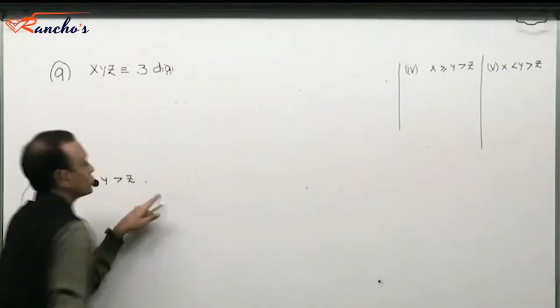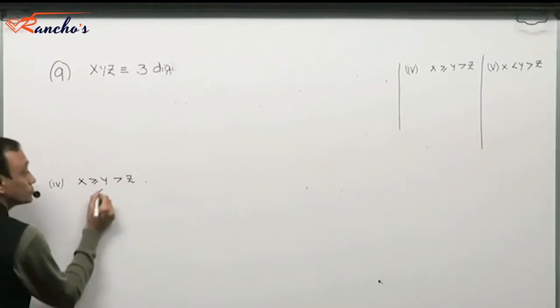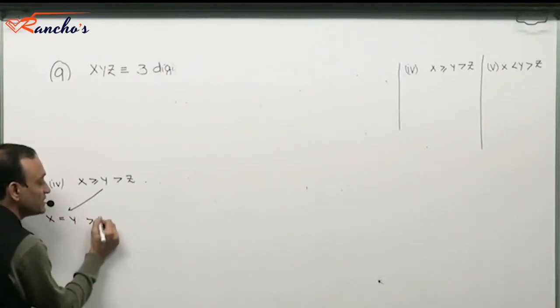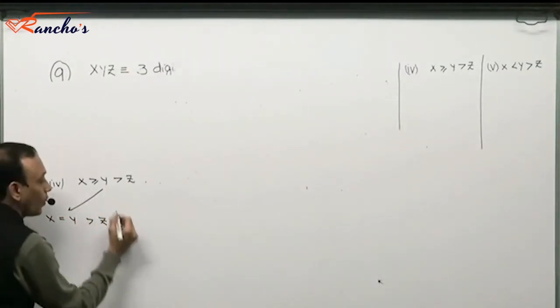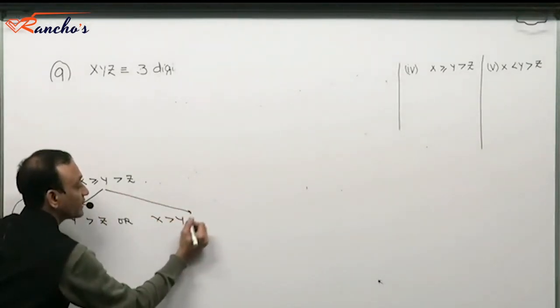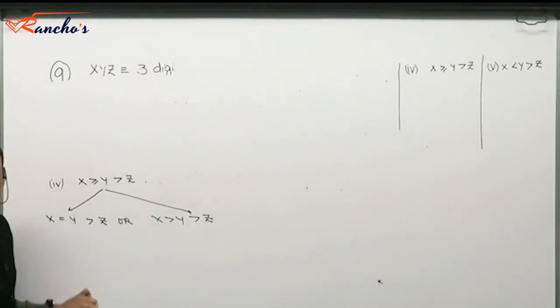X greater than or equal to y greater than z. It's now a union of two cases: x equal to y greater than z, or x greater than y greater than z. Yes or no?